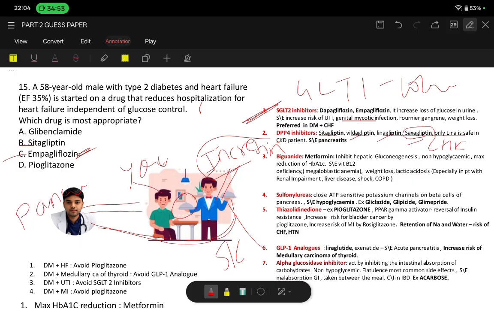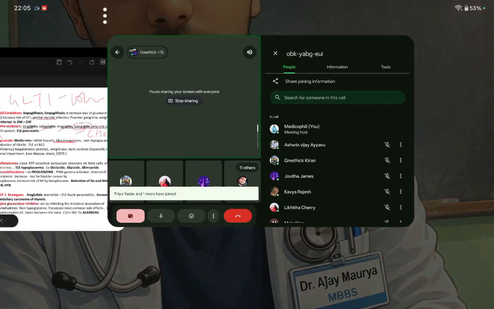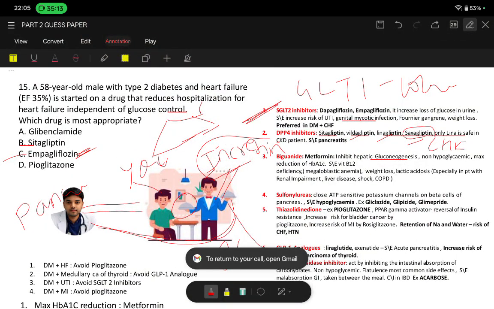Next one, the biguanides. Example, metformin. What will metformin do in the liver? It will inhibit hepatic gluconeogenesis. Can anyone tell me what are the only two diabetic drugs which cause hypoglycemia? Which ones have the risk of hypoglycemia?